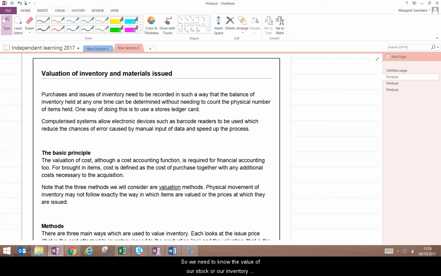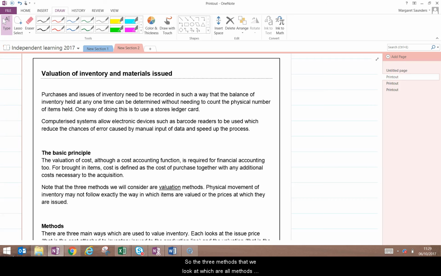So we need to know the value of our stock or our inventory, and we need to know the value of our issues. This is required not only for management accounting, but also for financial accounting. You may already be aware that there is an inventory valuation appearing within the final accounts.